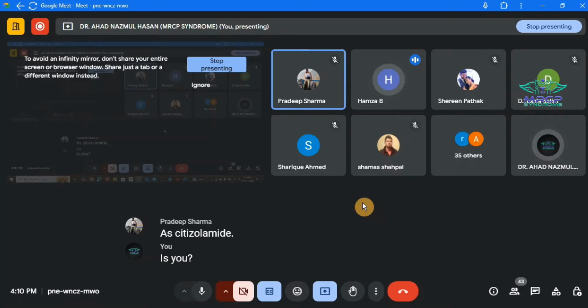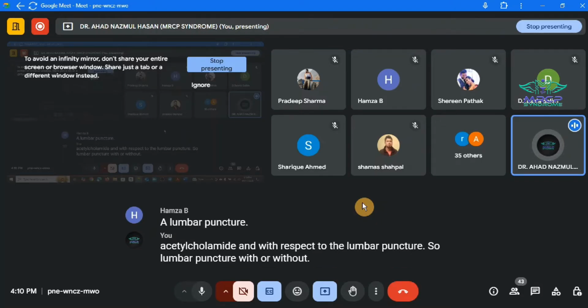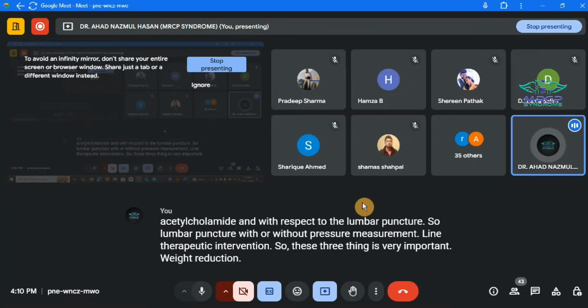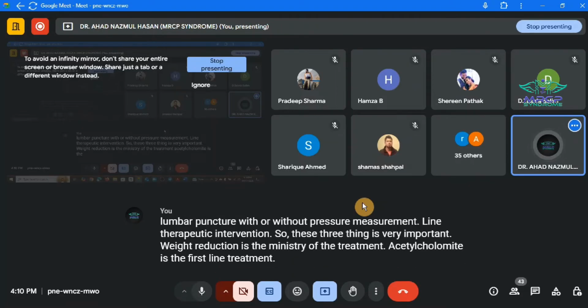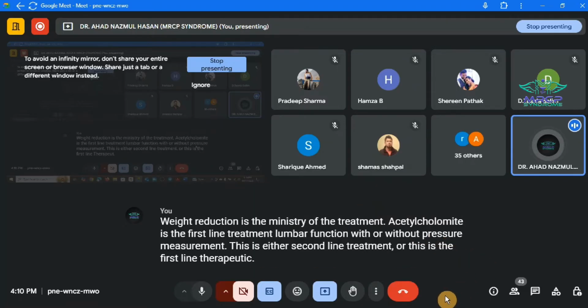And with respect to the lumbar puncture, lumbar puncture with or without pressure measurement is either second line treatment or first line therapeutic intervention. So these three things are very important. Weight reduction is the mainstay of the treatment. Acetazolamide is the first line treatment. Lumbar puncture with or without pressure measurement is either second line treatment or the first line therapeutic intervention.